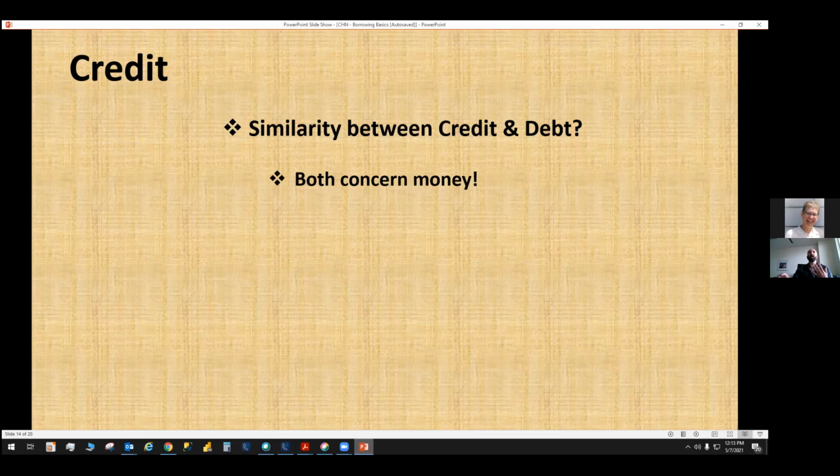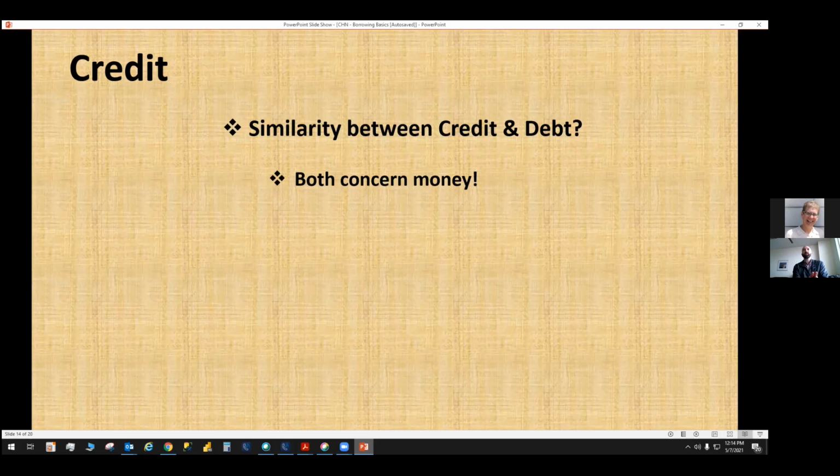So we're talking about credit now. We talked about credit limit on a credit card. Credit is, there are different concepts, and this gets a little bit tricky. So bear with me, and I'll try to make it clear.